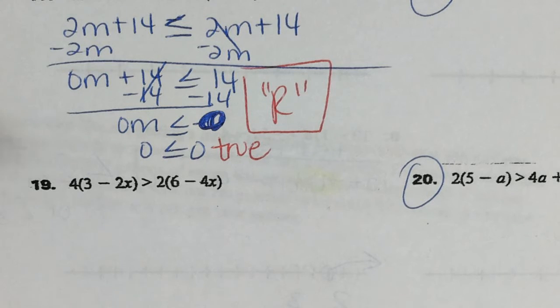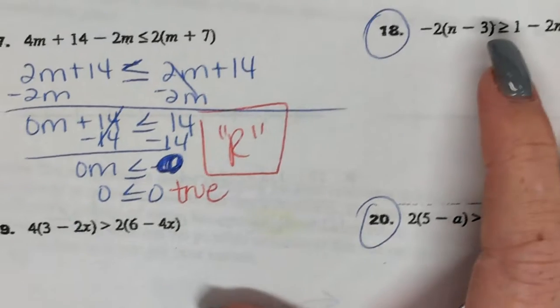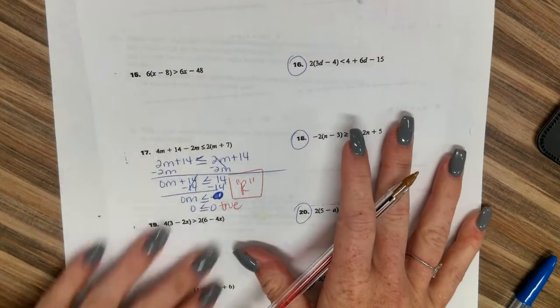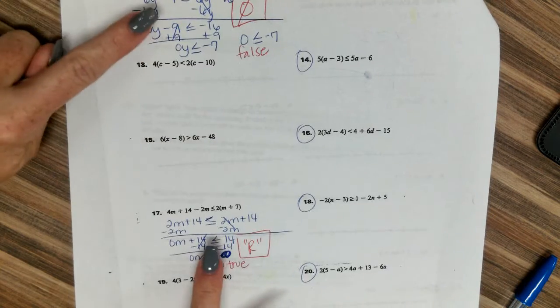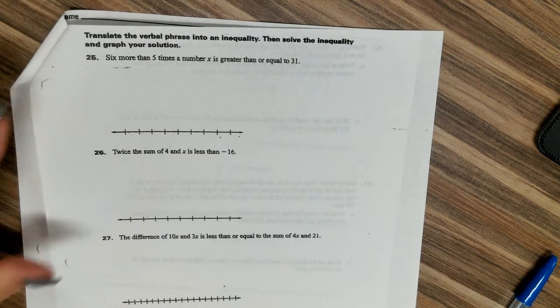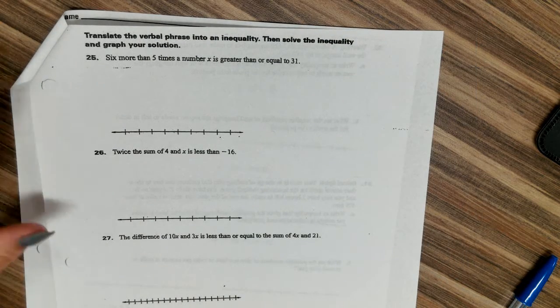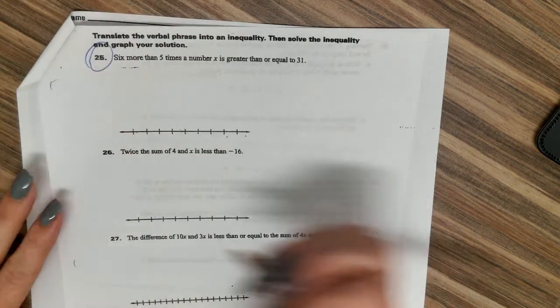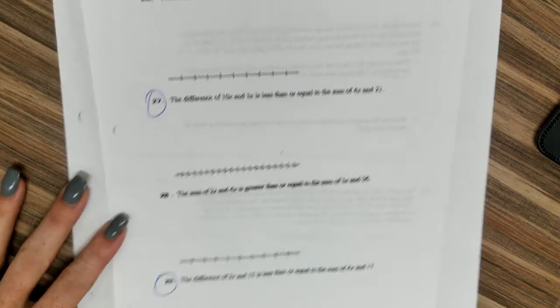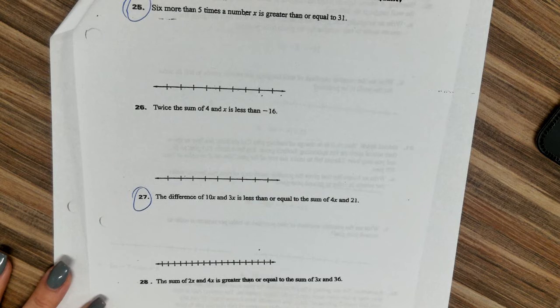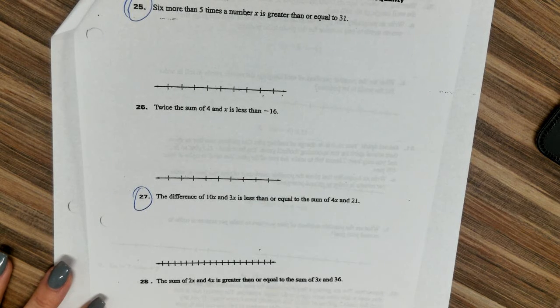Are we okay? So you're going to do the evens on this paper, right? You don't have to do the odds, but you can refer to these two if you need an example. Okay, go to the next page. You're going to do the odds on this page. So you're going to do 25, 27, 29. Everybody got it?